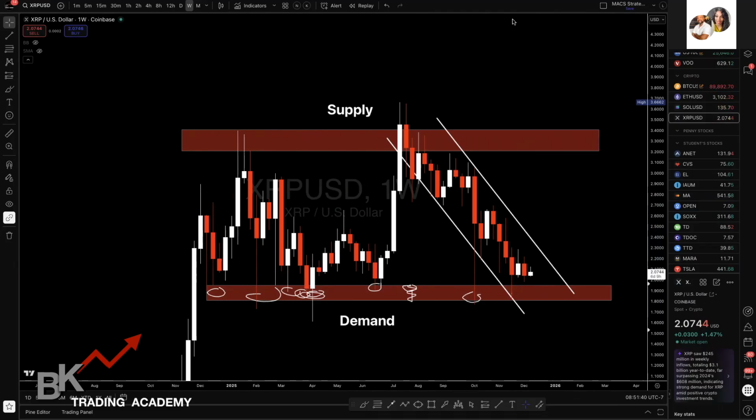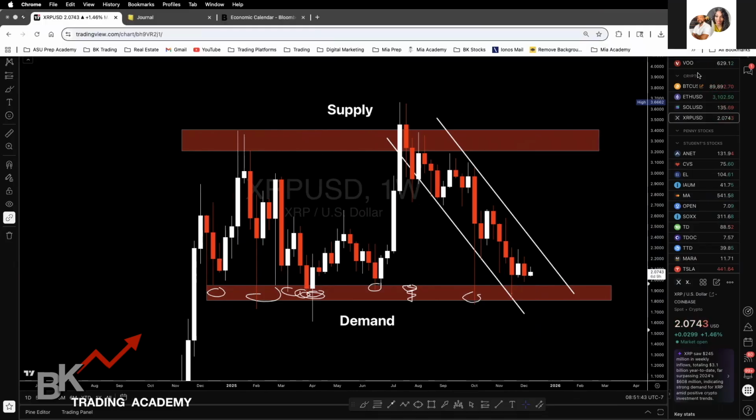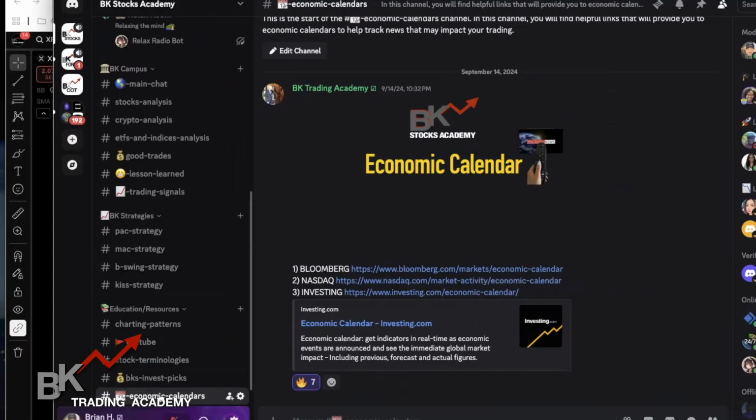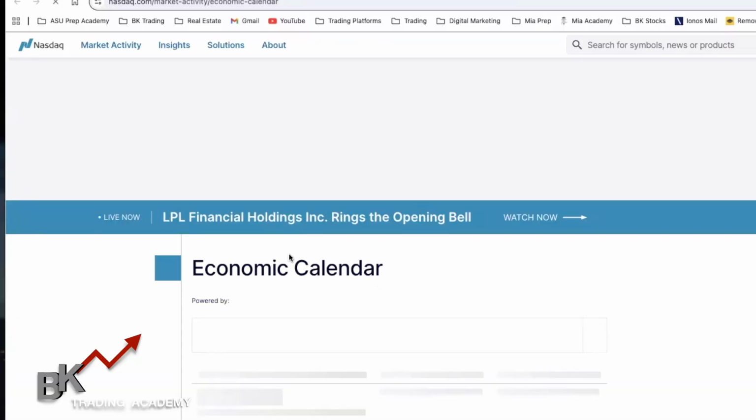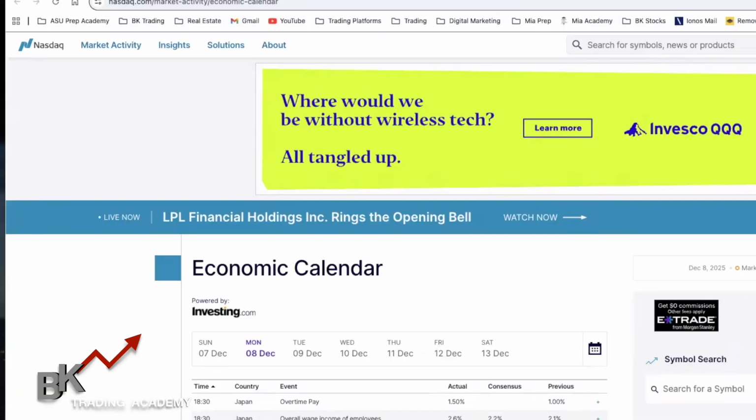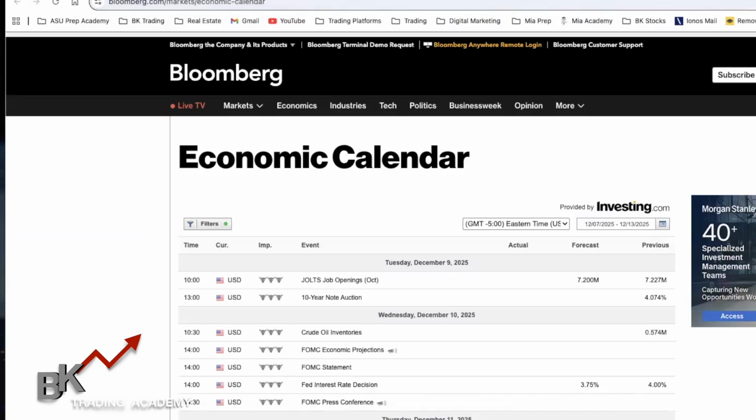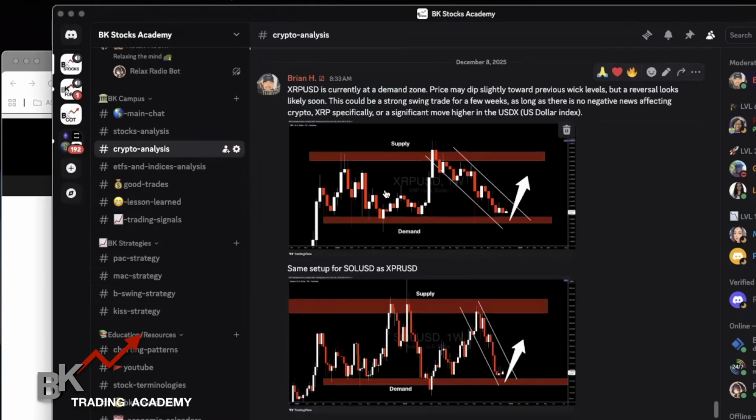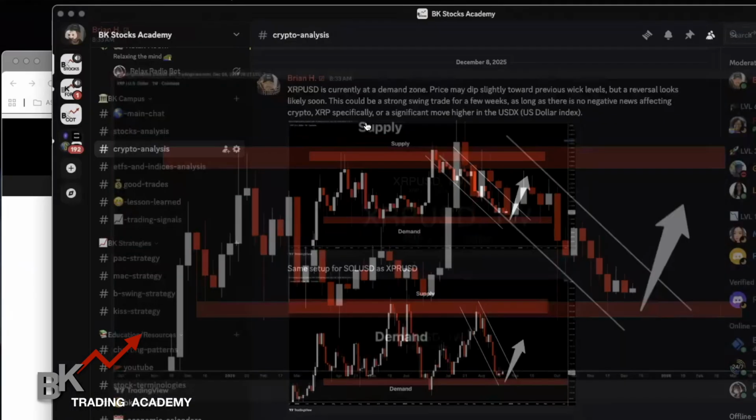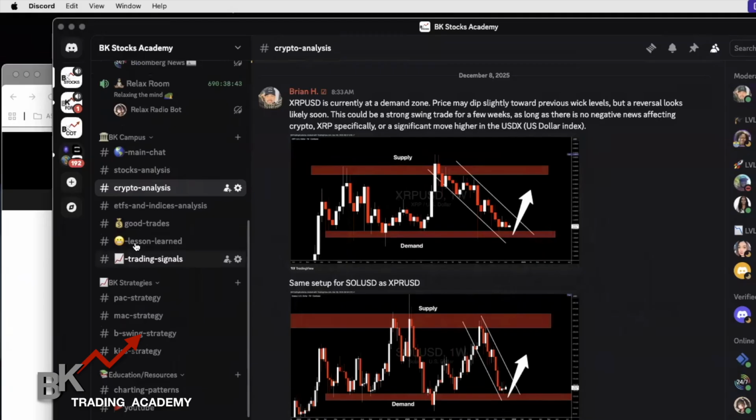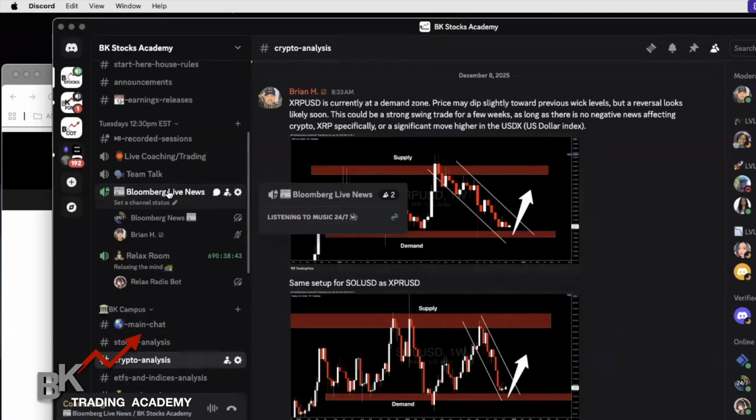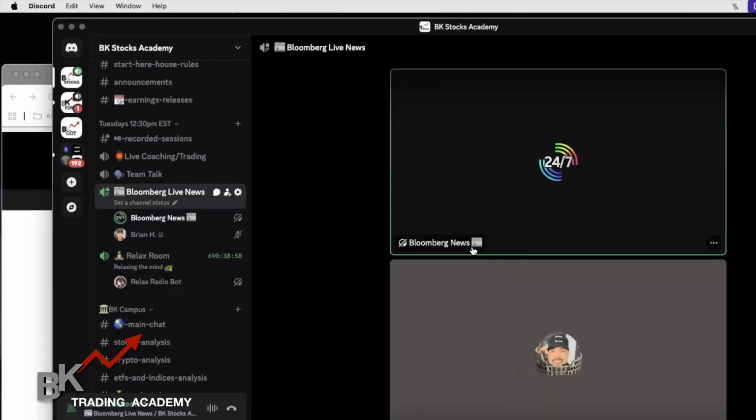And this is one of the reasons why, guys, that we have the Bloomberg channel in our Discord here. So this is our economic calendar room in our private community where we have these links for Bloomberg, NASDAQ, or investing.com. So if I click on NASDAQ, it's going to take you straight to the economic calendar for the NASDAQ. I specifically like Bloomberg, but it pretty much shows you the same thing. We even have our crypto room. So I just recently dropped this same thing today, this morning for XRP right here, a picture, and I even tell them why. I break it down. Same thing with Solana here. And then we have our Bloomberg channel here. This is where we have live news. So if you click it, you'll enter a live broadcast for Bloomberg.